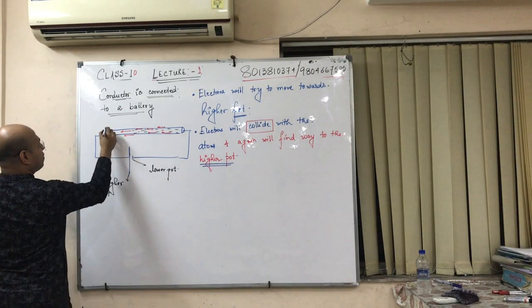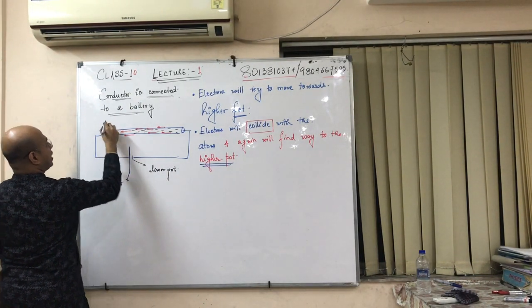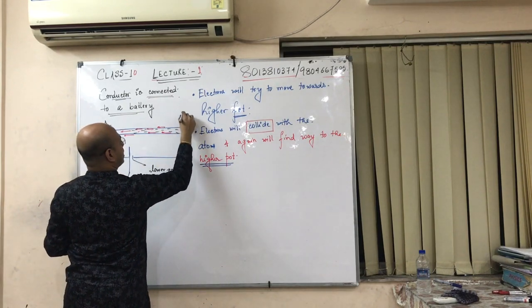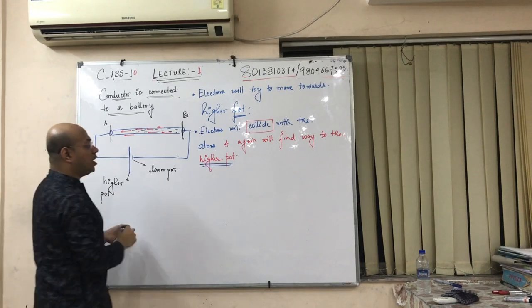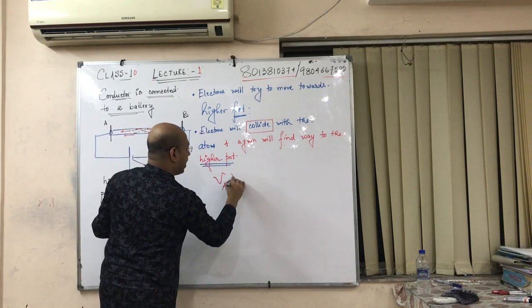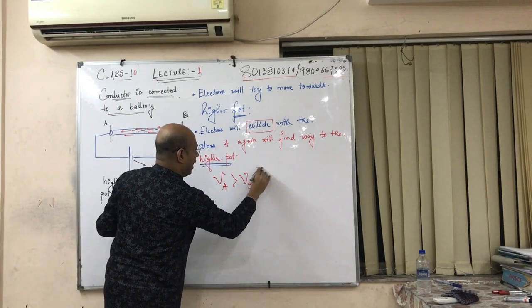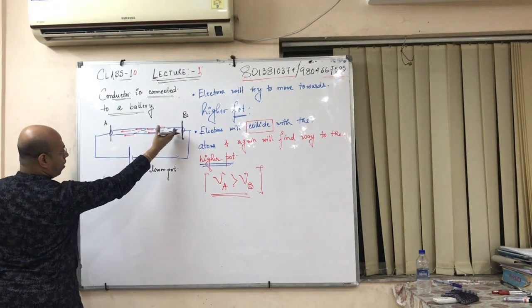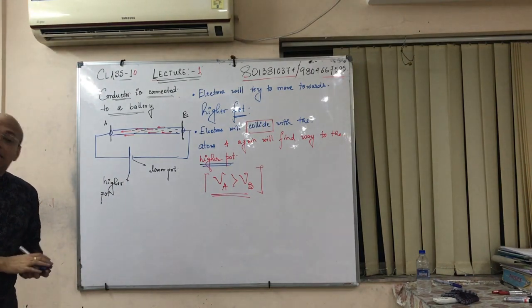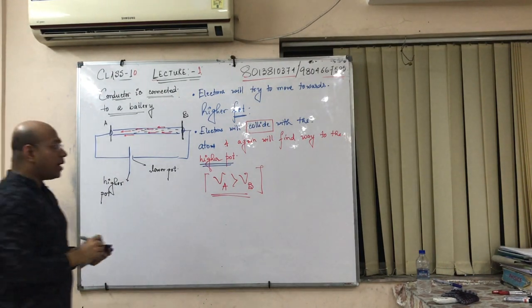So actually, if I name this thing region A and if I name this thing region B, which region is of the higher potential? We will say VA is greater than VB. That's why electron has moved from B to A.